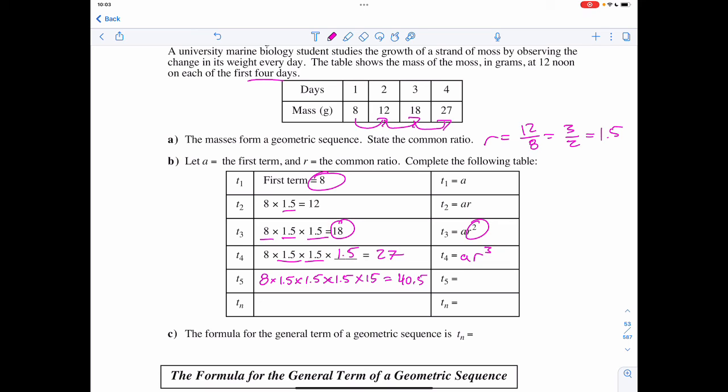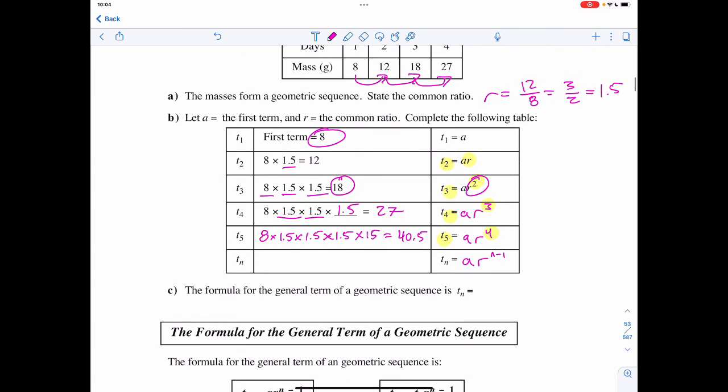How do we get term 5? The first term times the common ratio to the power of 4. How would I get to term n? It's going to be the first term multiplied by the common ratio, and how many times does it exist? I'm always multiplying it one less time than the term number, which means that the exponent is going to be the term number minus 1.